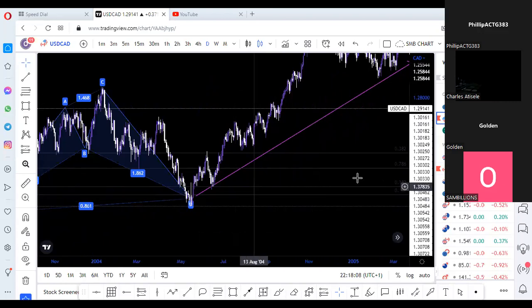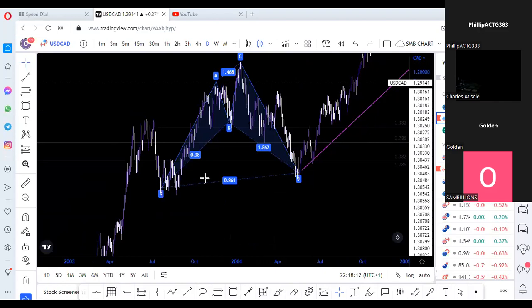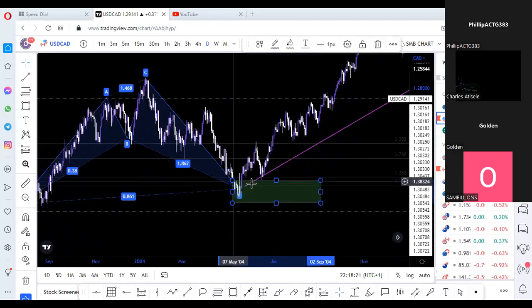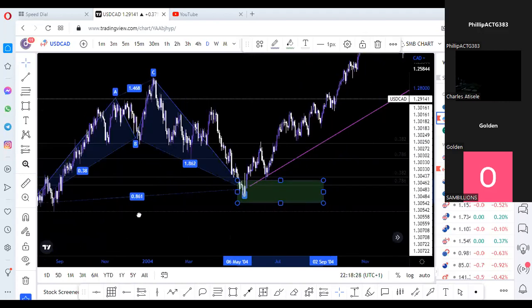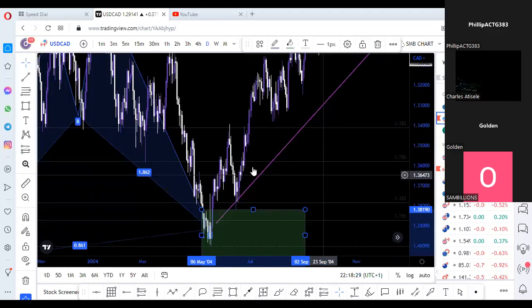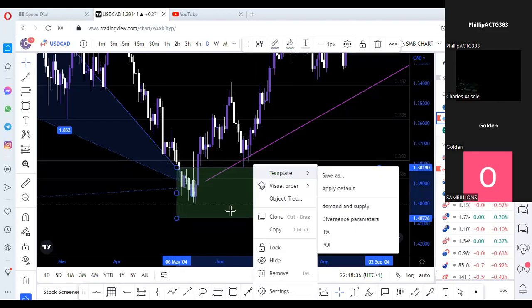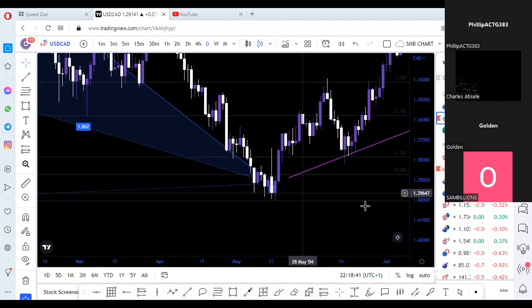So now we've gotten it, and just like I said, what are you going to do here? The same thing you wait for here. That's exactly what happened. You wait for reaccumulation in this zone here. This is on daily time frame though. If you scale down, we can still see it clearly here. Yeah, this is bullish cipher.